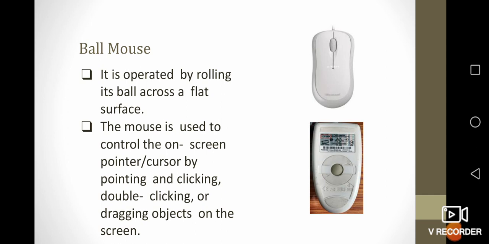Next, the mouse. There are two types of mouse. One is a ball mouse and another one is an optical mouse. First, we'll see the ball mouse. It actually has a ball, you can see over here. It can be rolled over a flat surface, and through that movement the cursor or the pointer on the screen can be changed. It is mainly used for pointing, clicking, double clicking, or dragging the objects on the screen.